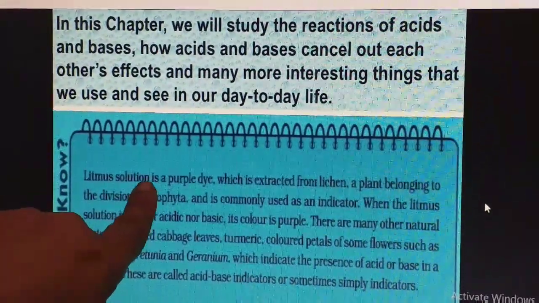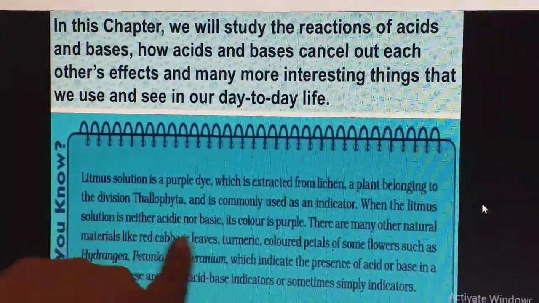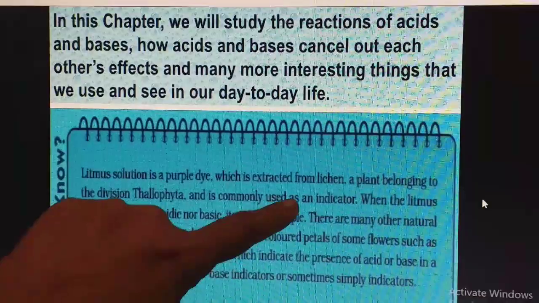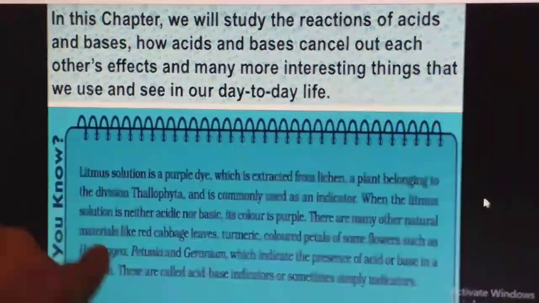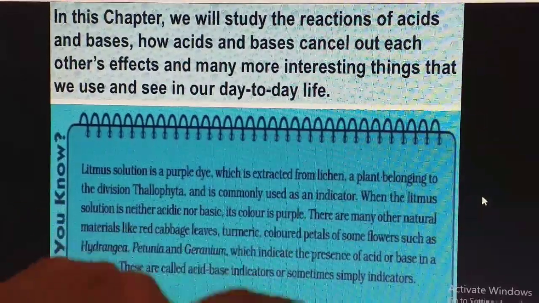And litmus, you have studied in 9th, 8th standard or 7th standard. It is a solution. It is a purple dye which is extracted from lichen, a plant belonging to the division Thallophyta, and is commonly used as an indicator. When the litmus solution is neither acidic nor basic, its color is actually purple.